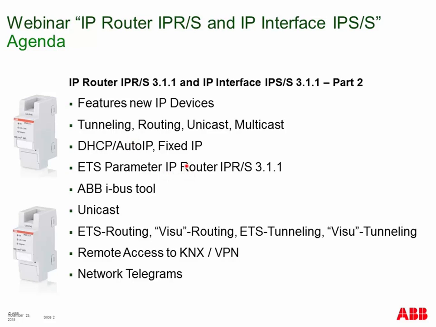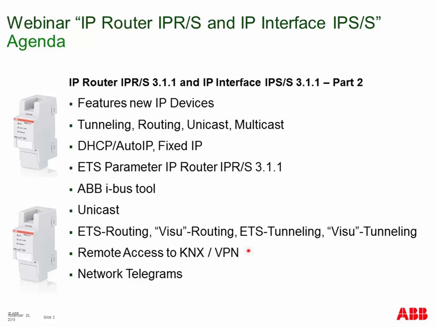Then we will go to some details of the ETS parameters of the IP router, followed by the ABB IBAS tool, where we will go into some more detail, especially together with the option Unicast mode. I will show you how to adjust this in the IBAS tool. And then Jürgen will follow with the topic ETS routing with visualization, and the same for tunneling. How to adjust it, some more details in this regard.